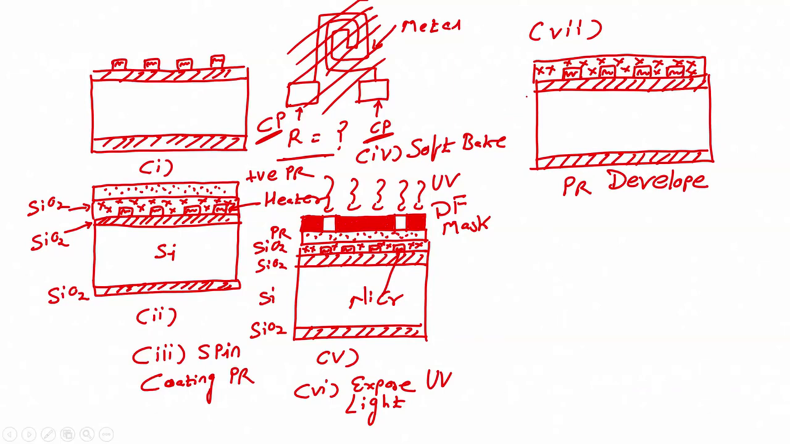So, photoresist developer, right. When I do that, what will I obtain? I will get photoresist in this particular fashion. Photoresist, SiO2, this is your heater, this is again your SiO2, this is your silicon and this is your SiO2.